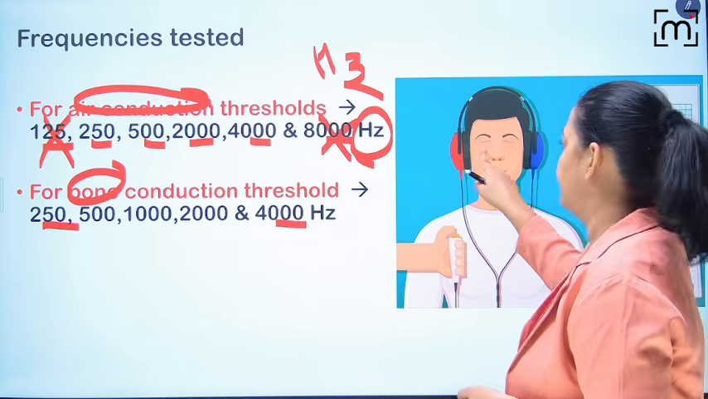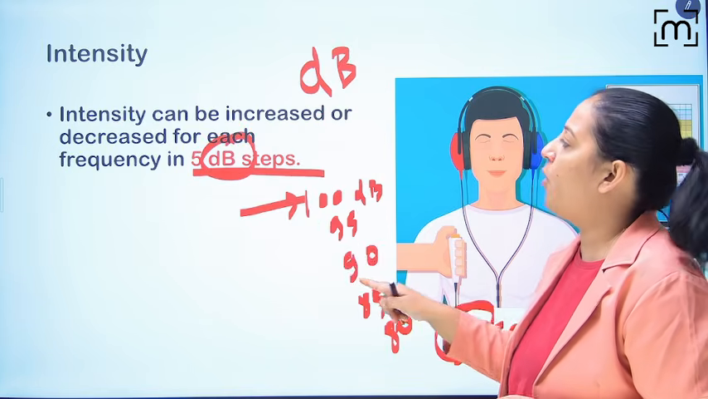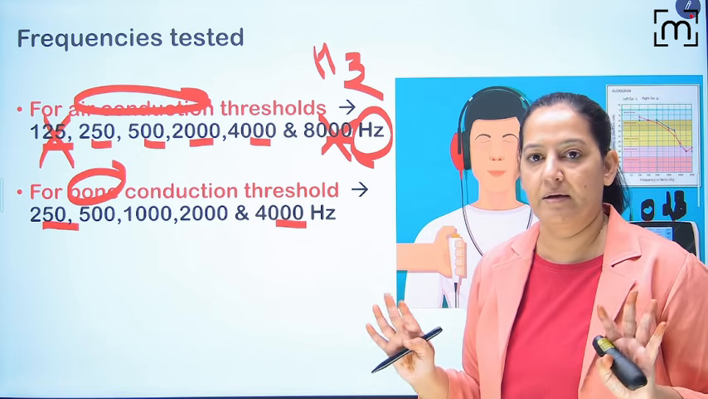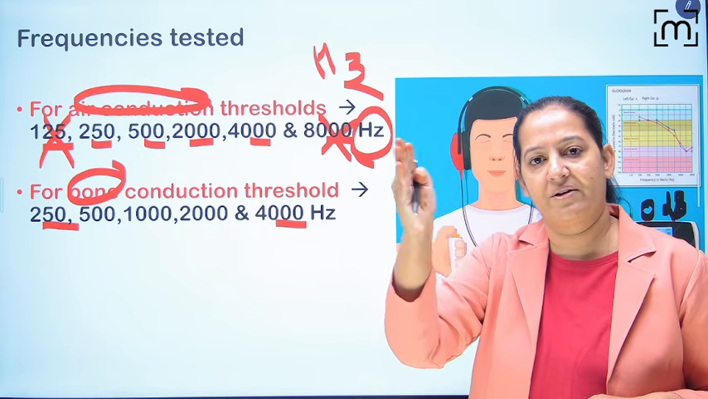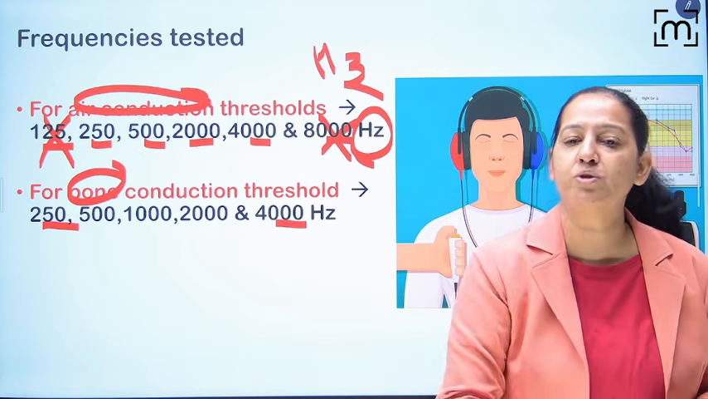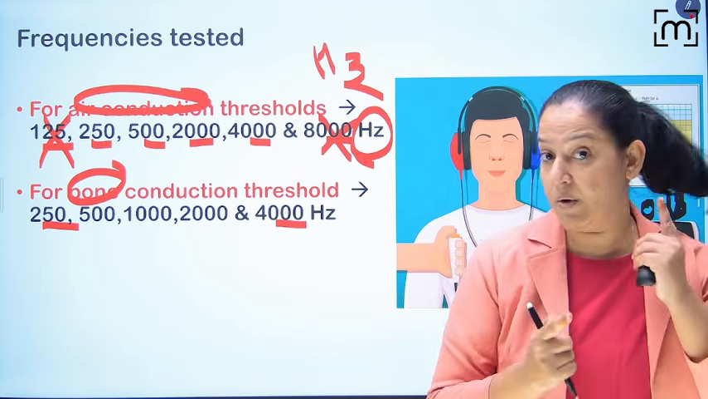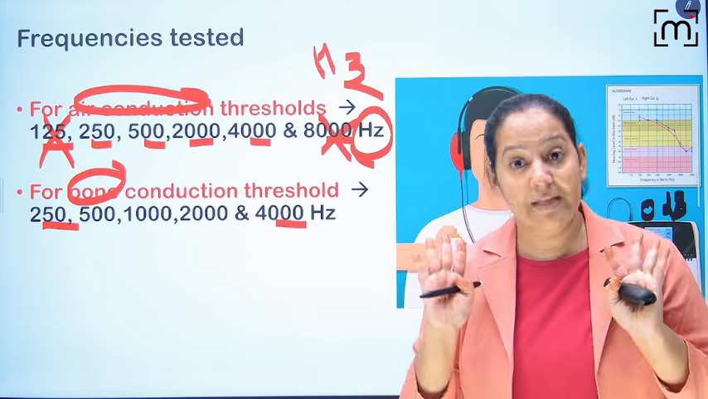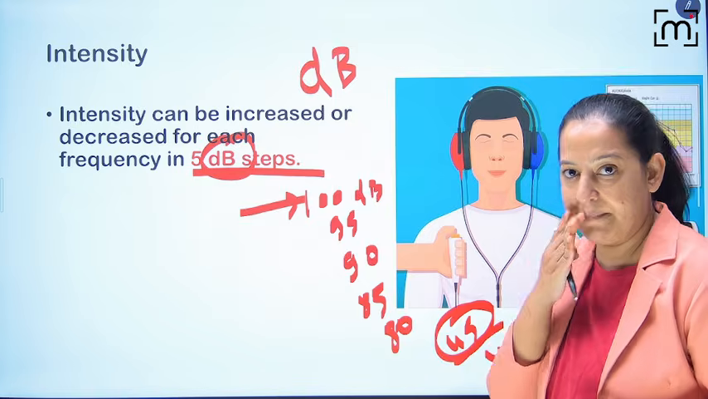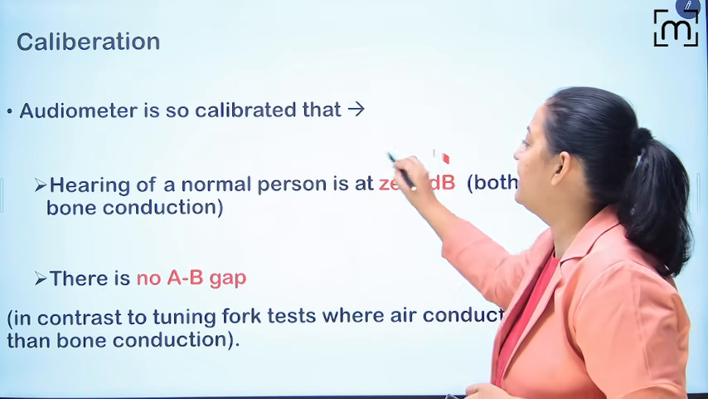If you connect this to me, at all these frequencies, you play any sound. At 0 decibel, I will say I can hear. You start with 100 and decrease. You come down to 0, from 100 to 0. At 0 also, I will say I can hear. This is the calibration. 0 decibel means normal. It is calibrated at 0 decibel. You are getting my point?